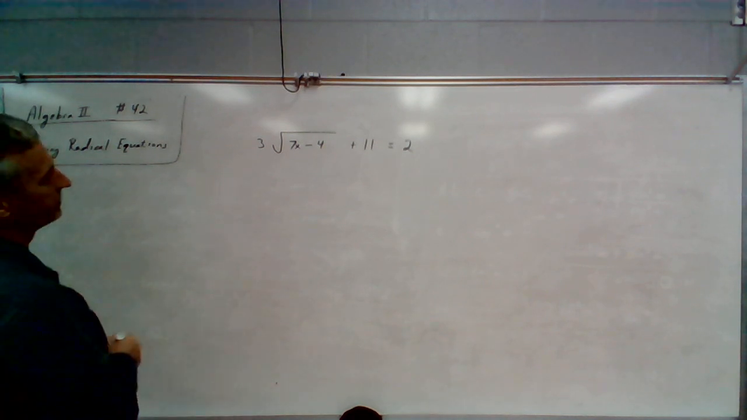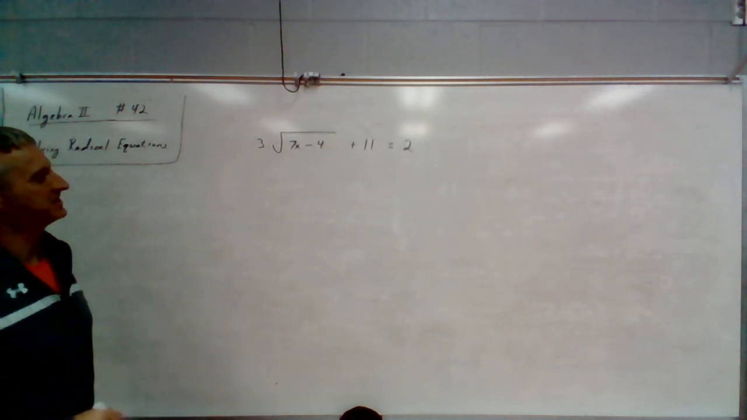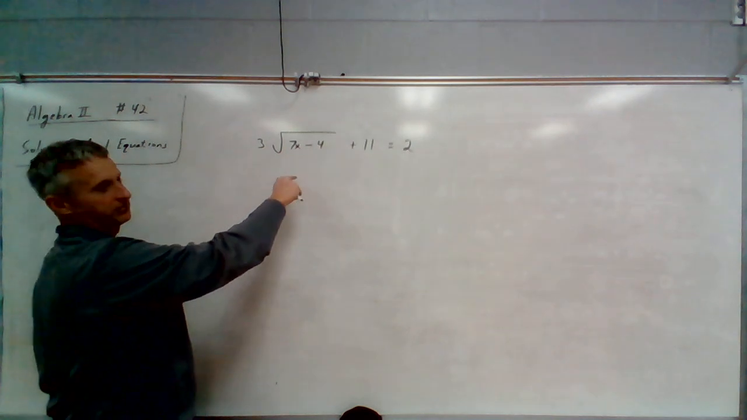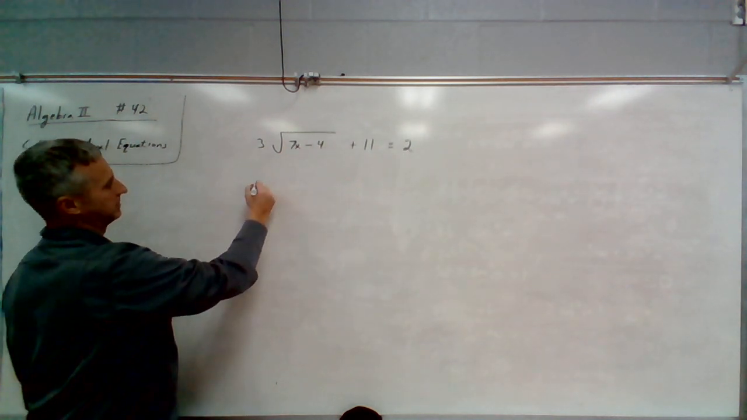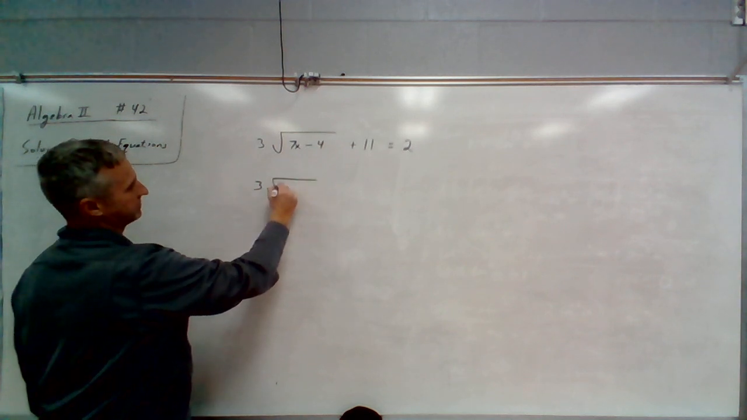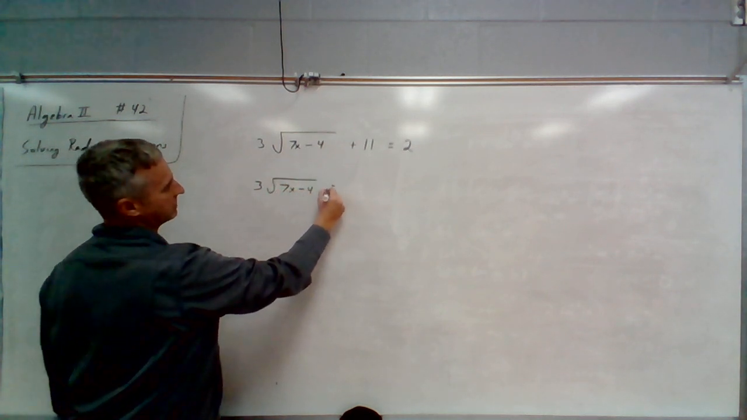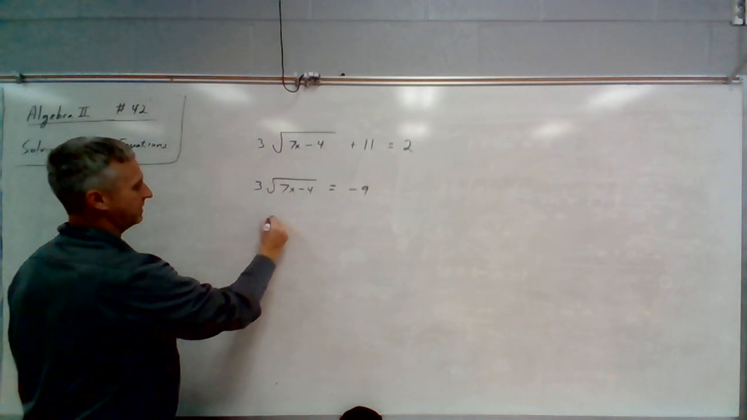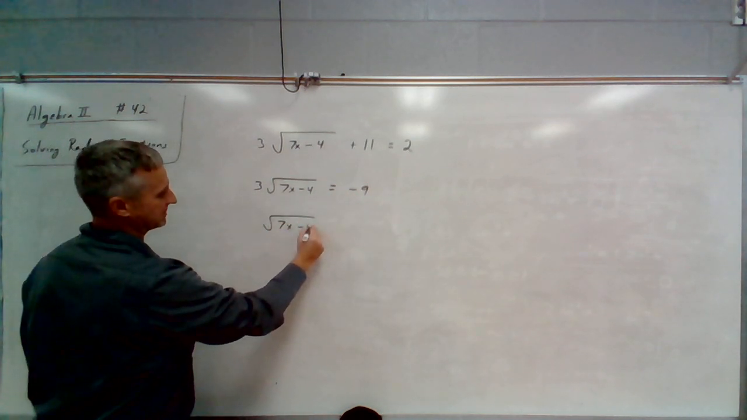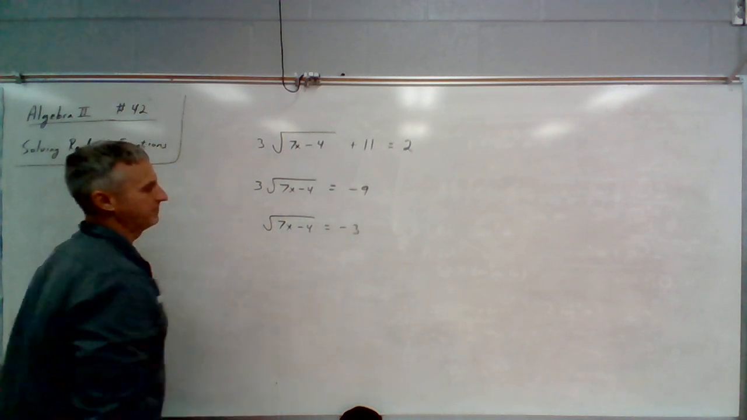All right, let's have a look at another example. So again, I'm going to isolate the radical. I'll subtract 11 from both sides. That will leave me with 3 times the square root of 7x minus 4 equals negative 9. Divide both sides by 3. I get the square root of 7x minus 4 is equal to negative 3.